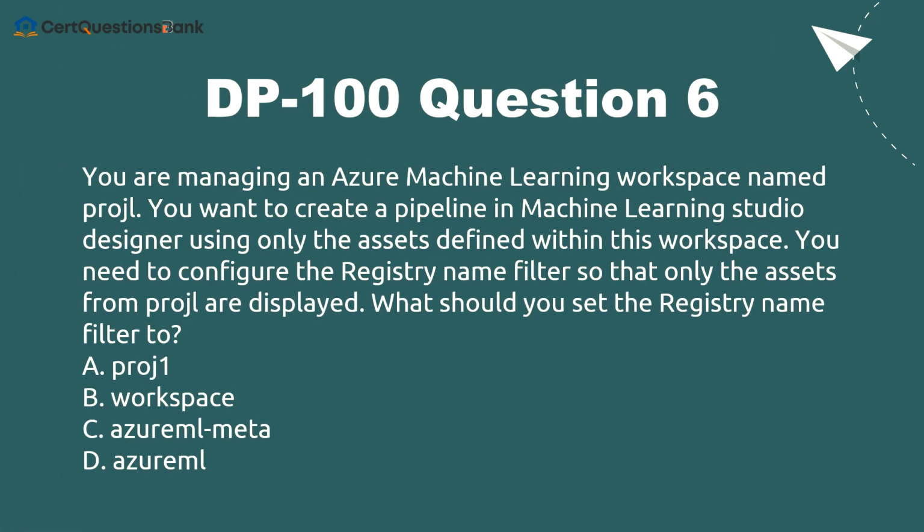You are managing an Azure Machine Learning workspace named Project1. You want to create a pipeline in Machine Learning Studio Designer using only the assets defined within this workspace. You need to configure the registry name filter so that only the assets from Project1 are displayed. What should you set the registry name filter to? A. Project 1. B. Workspace. C. Azure ML Meta. D. Azure ML.